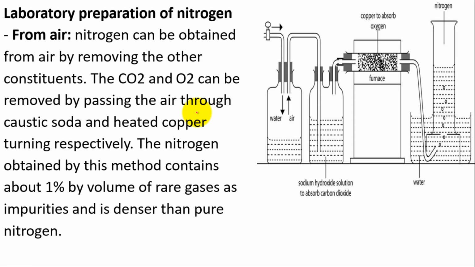Therefore, how can we prepare this particular nitrogen from the atmosphere? As we know, nitrogen can be gotten from air, and air is a mixture of different gases. Therefore, if you are to prepare nitrogen, nitrogen is taking 78%, oxygen is taking 21%, carbon dioxide is taking about 0.003%. So therefore, we have to look for a way of removing CO2 and oxygen from the air.